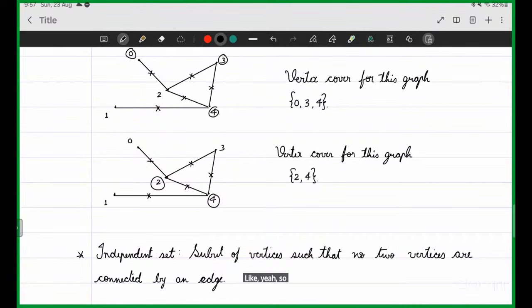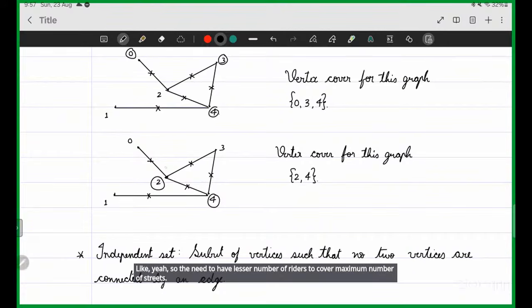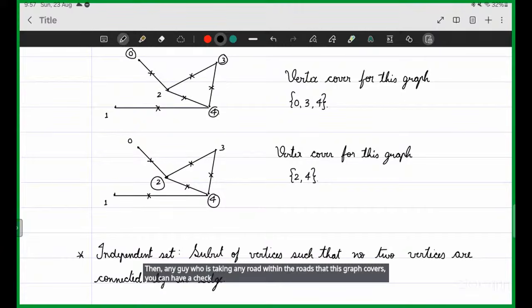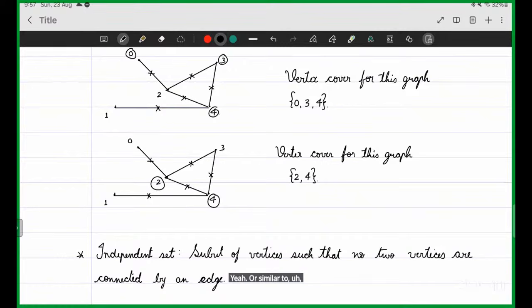So we need to have a lesser number of riders to cover the maximum number of streets. If I put a traffic police over here and a traffic police over here, then any guy who's taking any road within the roads that this graph covers, you can have a check whether he's wearing a helmet or whatever. Or you can think of similar applications, maybe a school which has ones who take care of uniforms and stuff like that.